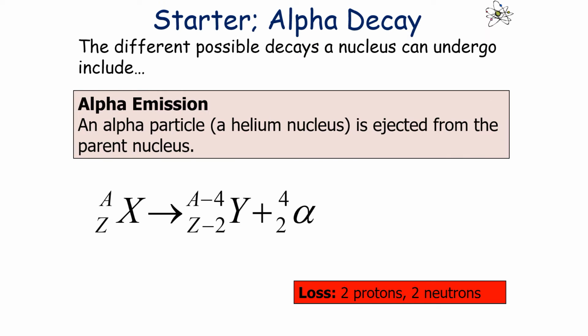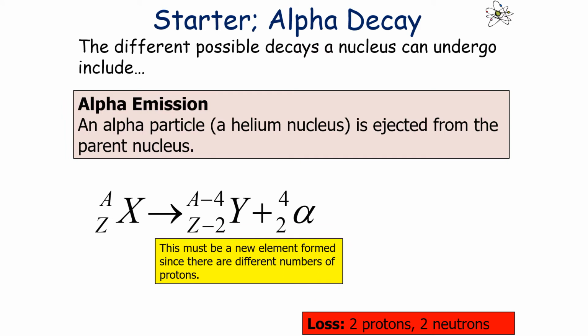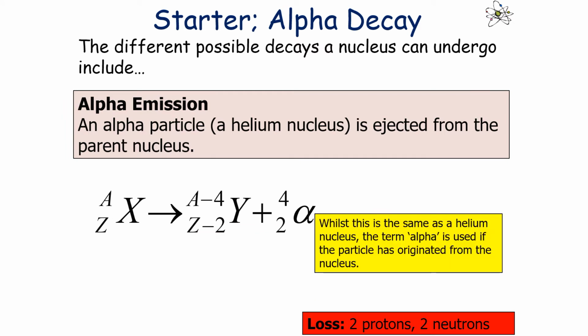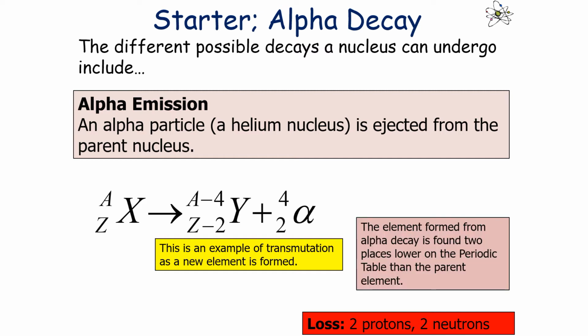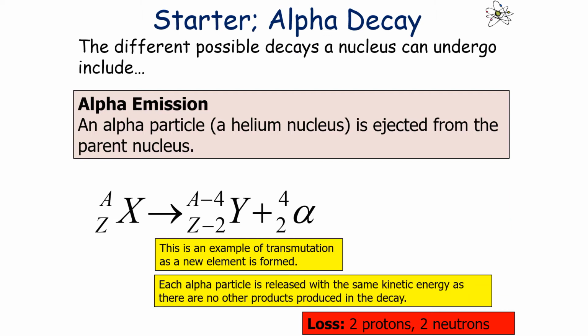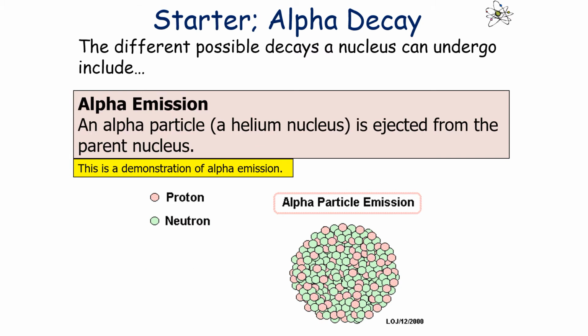So, in alpha emission, an alpha particle, a helium nucleus, is ejected from a parent nucleus. In the nucleus, there's a loss of 2 protons and 2 neutrons, so there must be a new element formed since there's a different number of protons. Whilst this alpha is actually a helium nucleus, the term alpha is used if the particle originated from the nucleus. This is an example of transmutation, as a new element is formed in the existing nucleus. The element formed from alpha decay is found 2 places lower on the periodic table than the parent element. Each alpha particle is released with the same kinetic energy, as there are no other products produced in the decay. This is a demonstration of alpha emission.